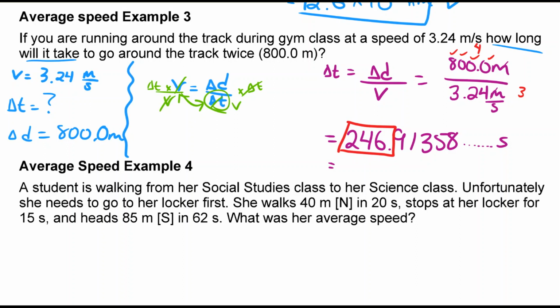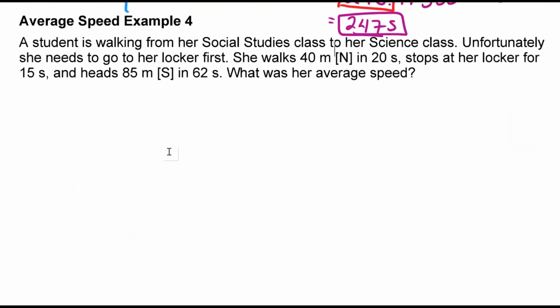And because it includes the decimal, I don't have to use scientific notation. So 246 is actually going to round up, because the next digit's a 9, to 247 seconds. That is the answer. One more example, and we're going to move on. I'm going to get you to do some questions for me.